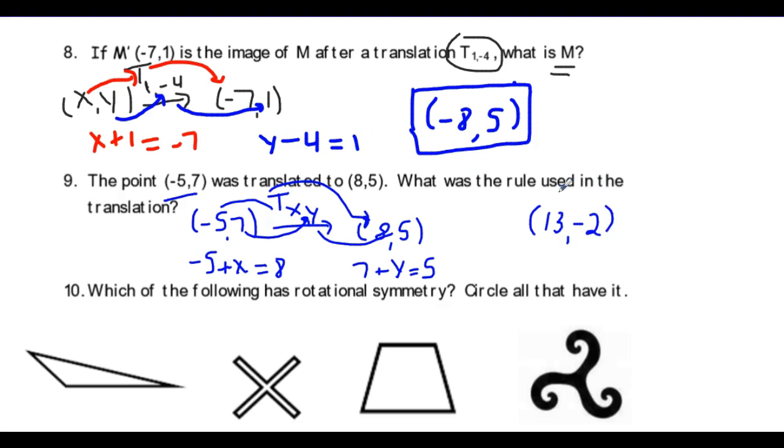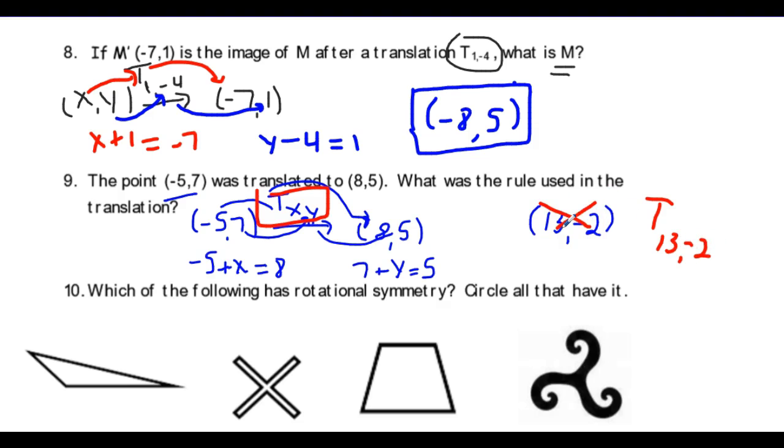Actually, most kids do just this. Is that what I'm looking for? Was I looking for an ordered pair? No. Let's take a look. I just did what most kids did. I'm looking for the rule. So the rule is the x move was 13 and the y was -2.